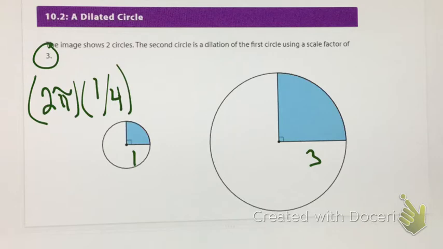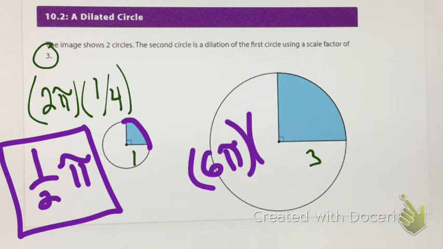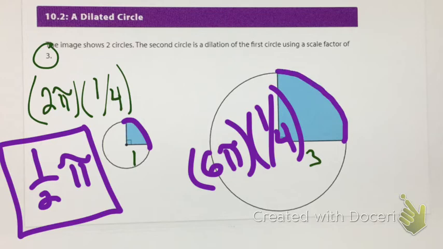So that means the actual arc length is going to be 2/4. That's 1/2, folks. 1/2 pi. I'm going to write it just like that. And then when I go over here, I'm going to go with this circle, I'm going to say that that's going to be a diameter of 6. So the circumference is going to be 6 pi. And the fraction of the circle is still the same. It's still 1/4. So the arc length is 1/4 of the total circumference.